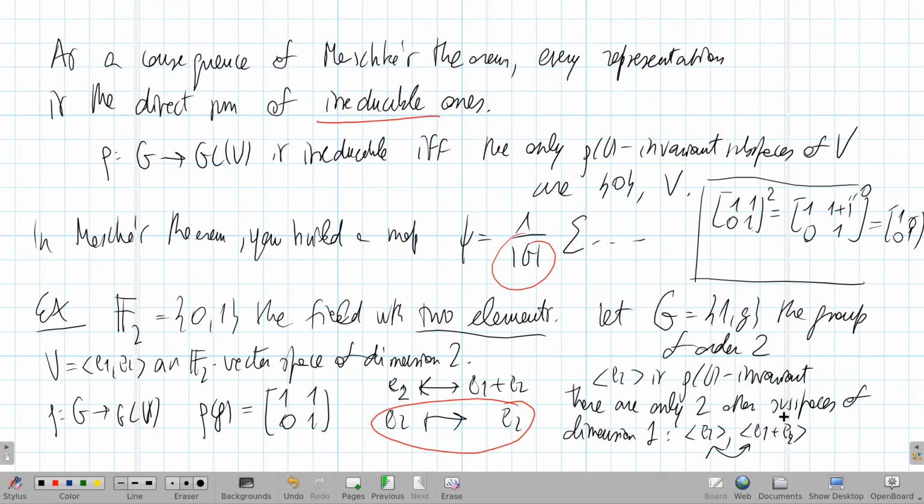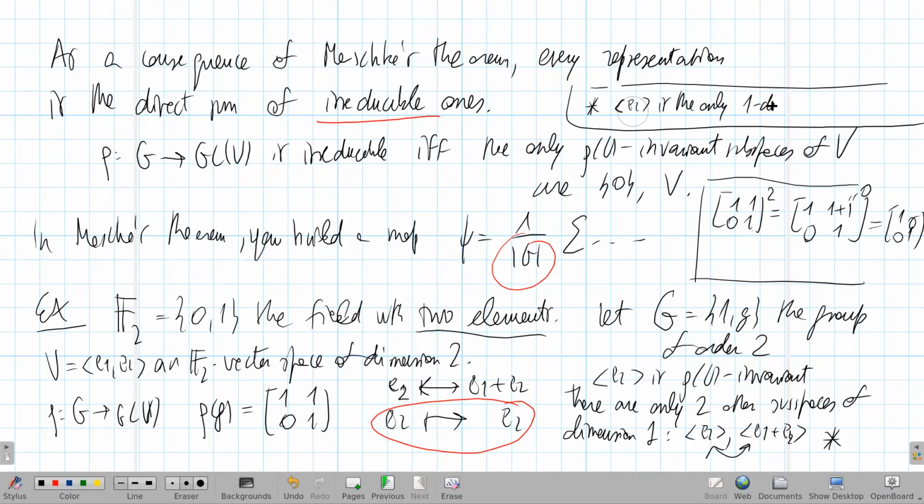I'm out of space, but okay, I'll write it here. Sorry, but let's say I'll write it this way. E2, the subspace generated by E2, is the only one-dimensional rho(G) invariant subspace.